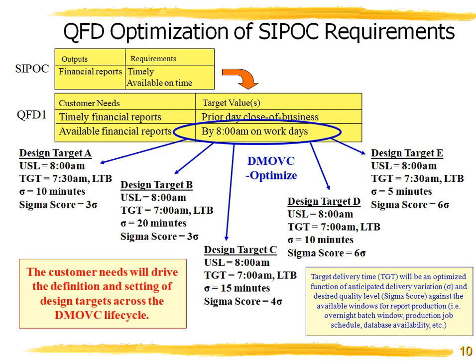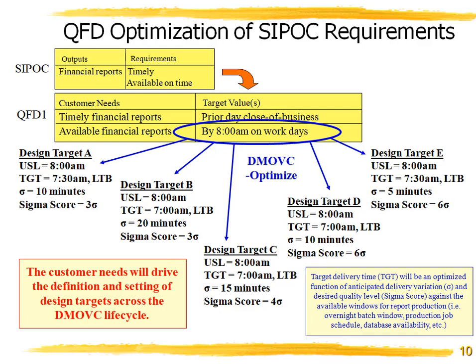Maybe the second one, B, is easier. It's the 7 a.m. start with a 20-minute sigma. All the way over the design target E, where I want to deliver 6 sigma quality, only having to target 7:30 a.m. And I can do that as long as I can get my design sigma down to 5. So by looking through my different trade-off alternatives for my optimization, I'm able to know what kind of timing target do I need to set for those financial reports.